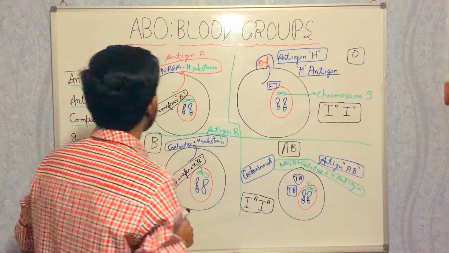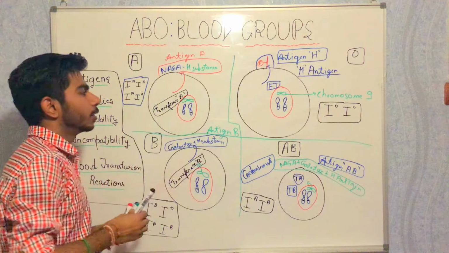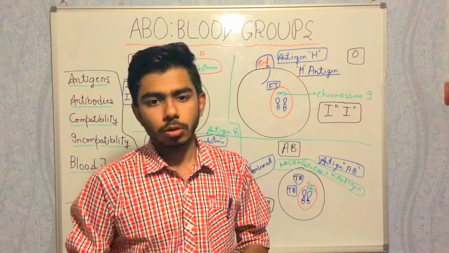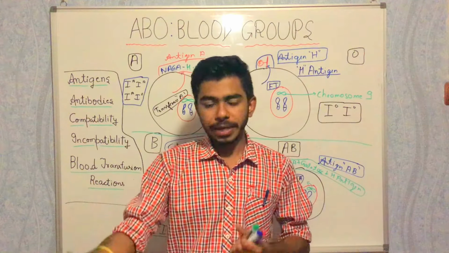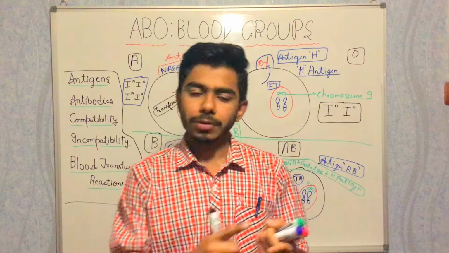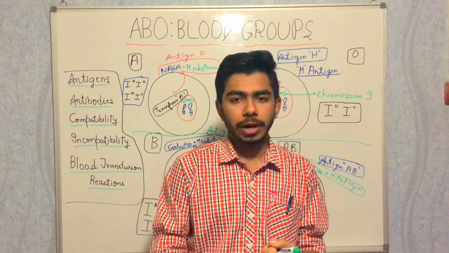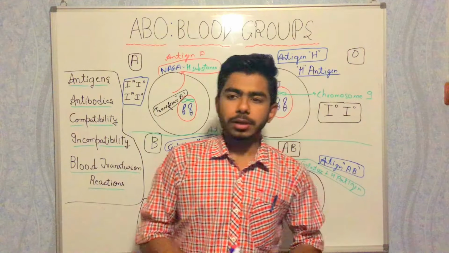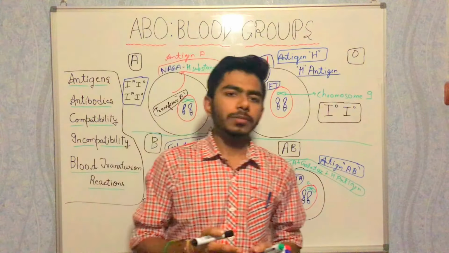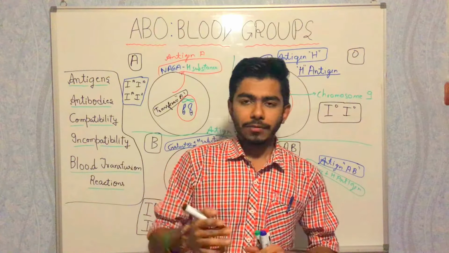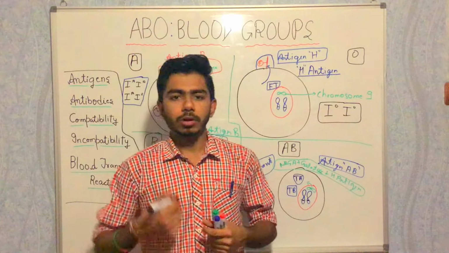Now, why does blood group A have A antigen, and why do they have anti-B antibody? For example, in blood group A, they have the antigen A, but why don't they have anti-A antibody? They have the anti-B antibody. Why? Because before birth, we don't have any antibodies actually. After birth, we start to develop the antibodies.